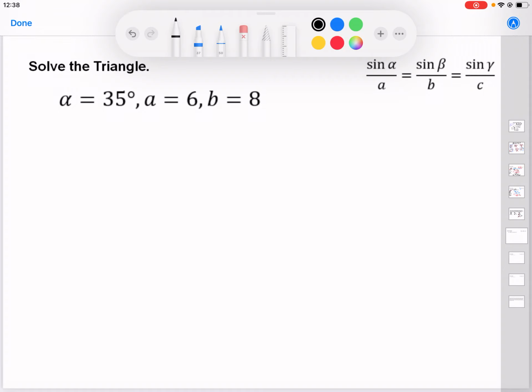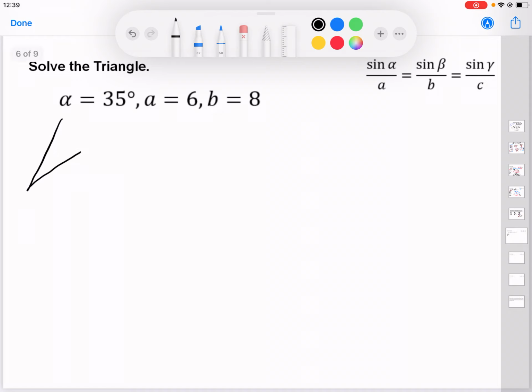All right, let's do the ambiguous problems. So once again, you'll know automatically if there are going to be two triangles if the short side is across from the given angle. Okay, so in this case, the given angle is 35 degrees, the short side is 6. We will have two triangles.